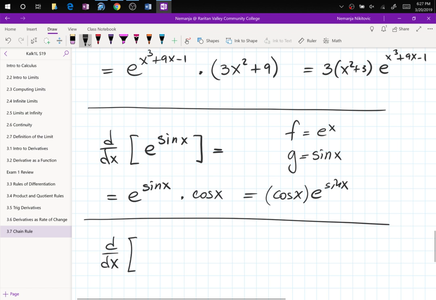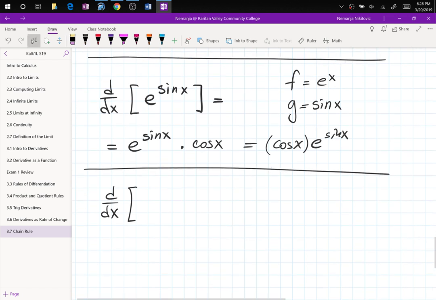I always have an example. How about, you all know what the derivative of tangent is, right? Good, because that's the next one. Tangent of e to the x. You see now, I'm turning the tables over here.